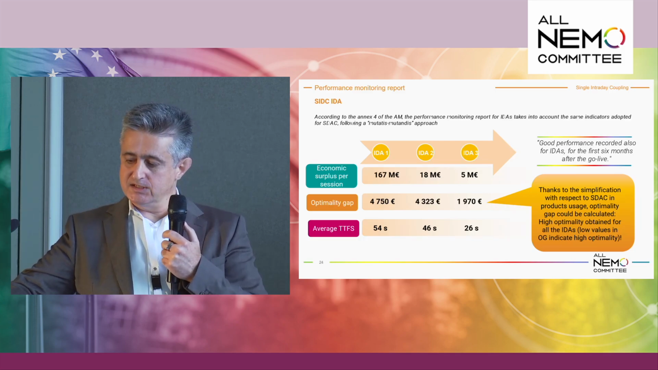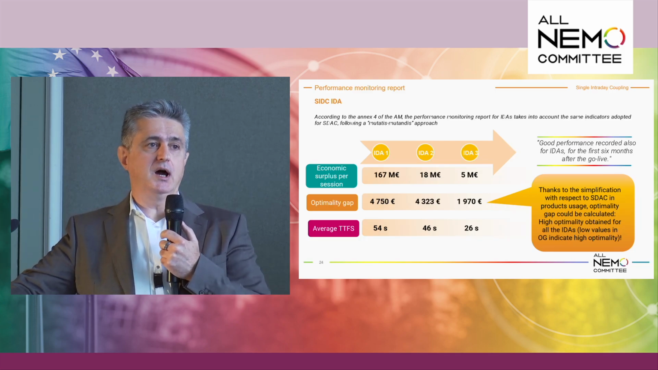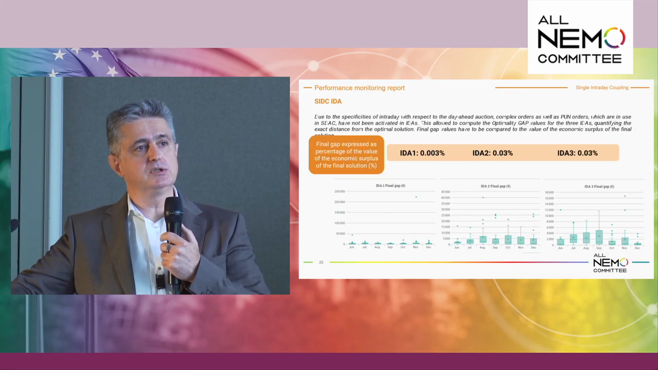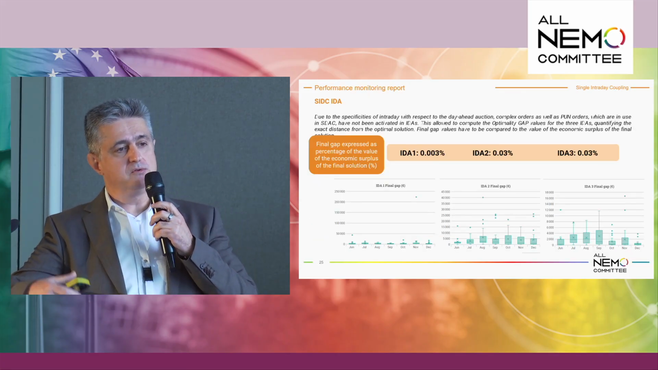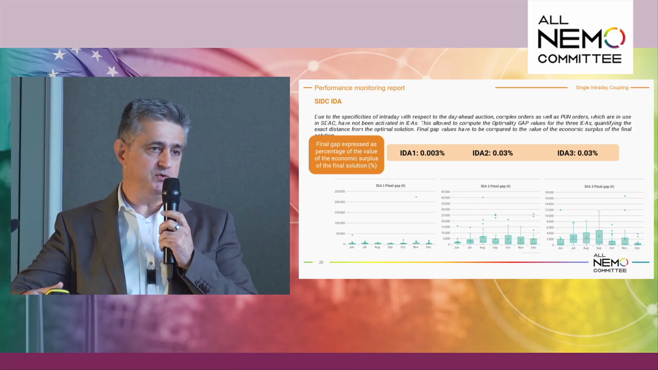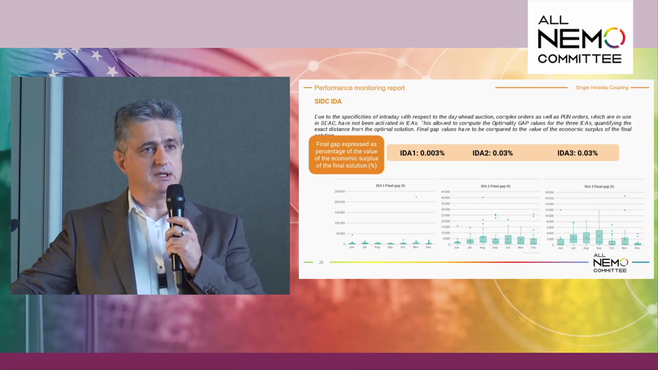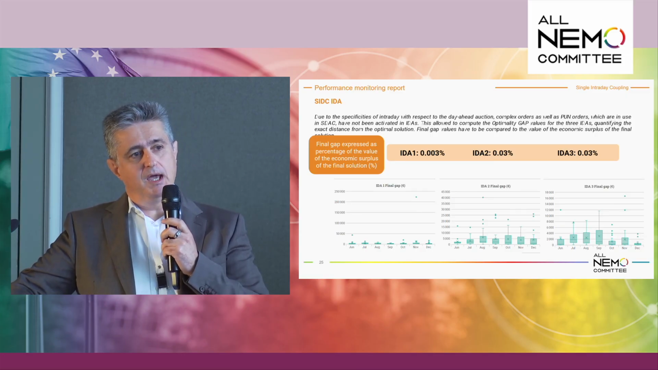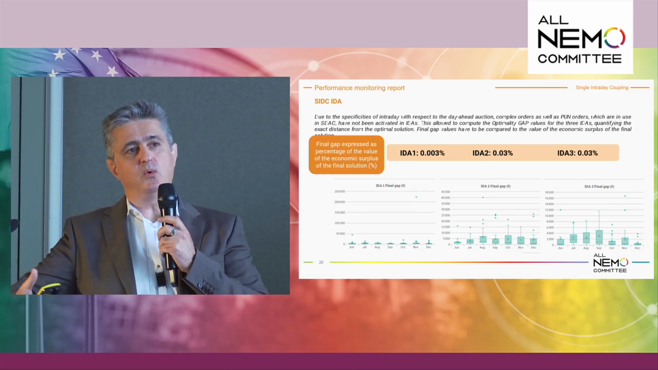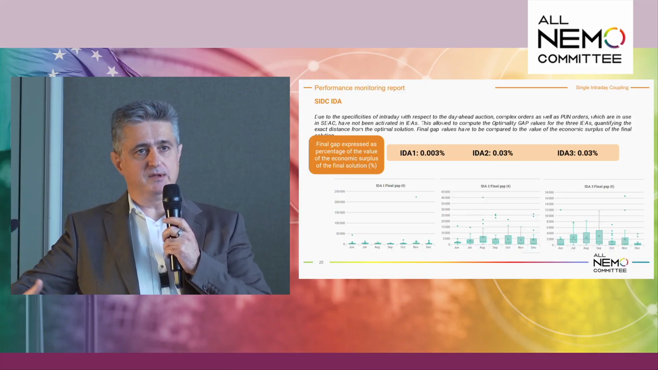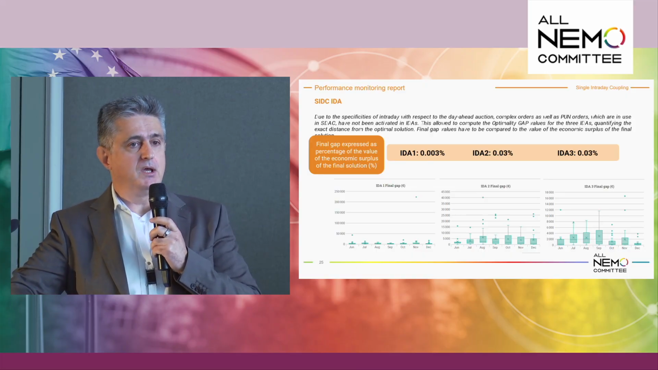But in any case, these figures are very good and very small. And even in the next slides, you can also see the distribution between the different months of these figures for IDA 1, IDA 2, and IDA 3. Of course, the optimality gap is also relevant to the size of the optimization problem, and bigger problems like IDA 1 and IDA 2 have a better performance than IDA 3.